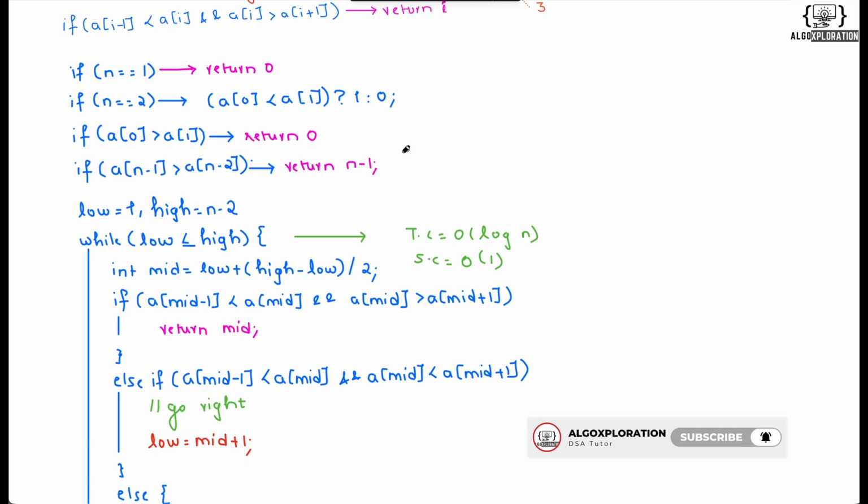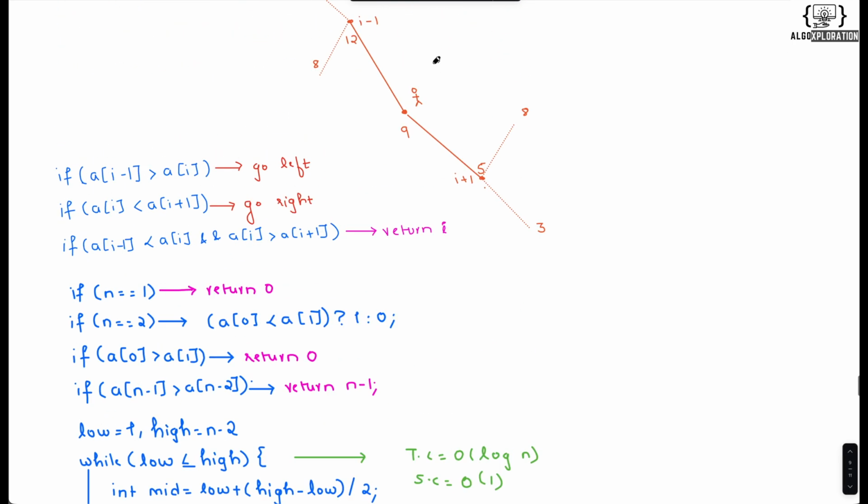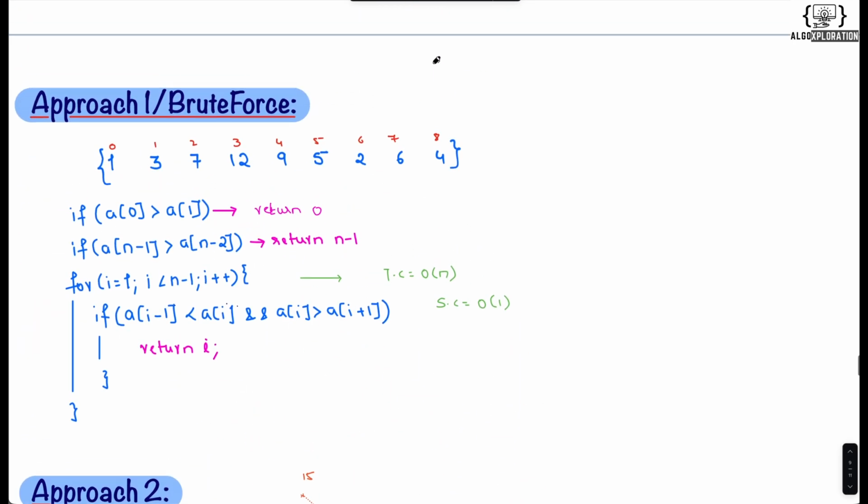So I believe you got this approach, which was quite a different one. The thing is that even though the array is not sorted, we have applied the binary search approach. So saying that binary search can be applied only on a sorted array is false. We can apply it, but it depends upon the question.